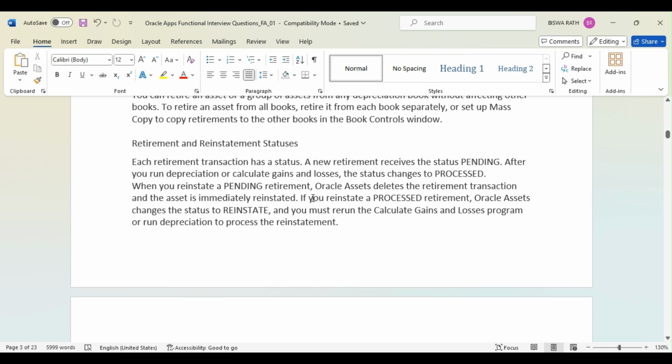What are the retirement and reinstatement statuses? Basically, if you want to reinstate after a retirement has been done, say something wrong has been done and a user has wrongfully retired a particular asset and you want to reinstate that particular asset, you can do so.